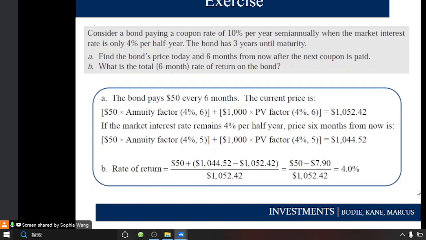Another famous book is about options and futures, but I think it's more complicated and difficult for you. So I suggest you read this book by yourself if you are interested in these financial markets. Also Bodie, maybe 3 authors for this book. This is the 9th edition, going to the 10th edition.